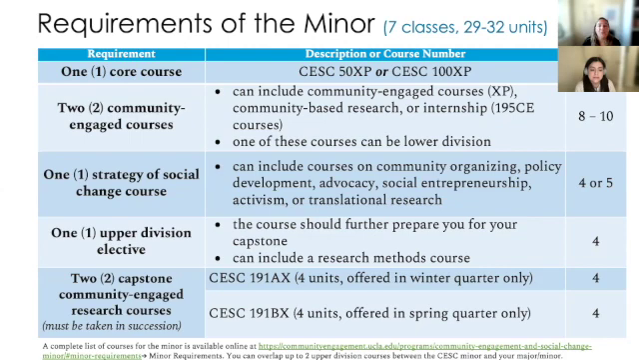Finally, we have the community engaged capstone requirement. And really, this is the one requirement, or I guess 2 courses, but one requirement that we do need you to pay attention to when planning your academic program. So in the last winter and spring quarter of your time at UCLA, most often someone's senior year, but if you're graduating early, it would be like your junior year, you'll take CESC 191AX in the winter quarter and then 191BX in the spring quarter.